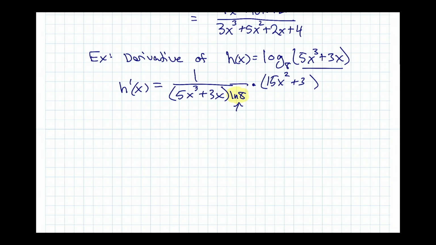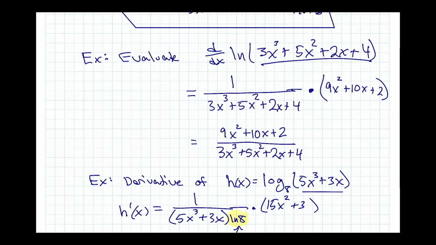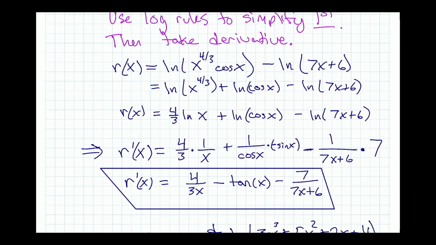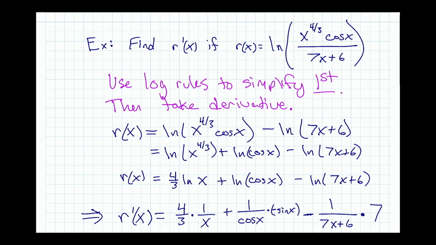Okay, well, I keep doing these derivatives on the computer and I'm not seeing anything come up any different. So I think I'm just about done here. But what I will say is specifically this example here, find r prime of x, where it's the natural log, x to the 4/3 cosine x, 7x plus 6, that kind of thing, where I use the log rules that we talked about in the previous lecture. That's pretty important. When you see a complicated derivative that they want you to evaluate, think about using those log rules and take it apart as much as possible, just to save yourself.